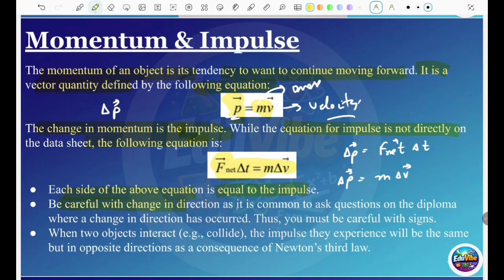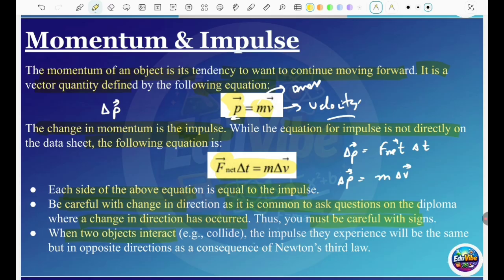Be careful with changing direction, as it is a common question on the diploma where a change in direction has occurred. We must be careful with signs. If something goes left and then goes right, you can take left as negative and right as positive. So directions can matter. North, south, east, west can also matter in this, so the directions are very important, and there is a common question on the diploma.